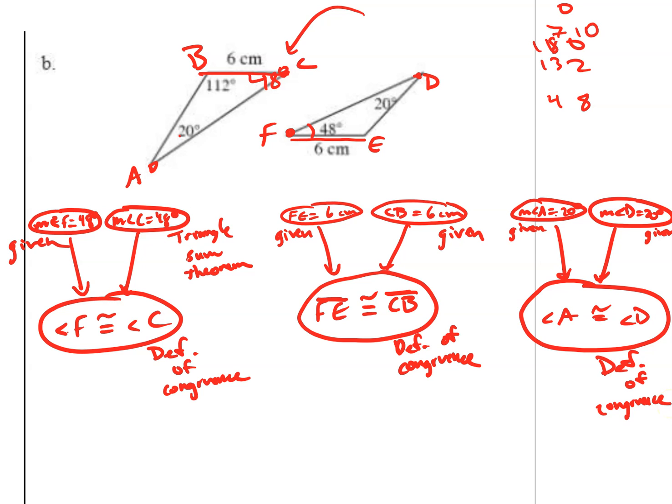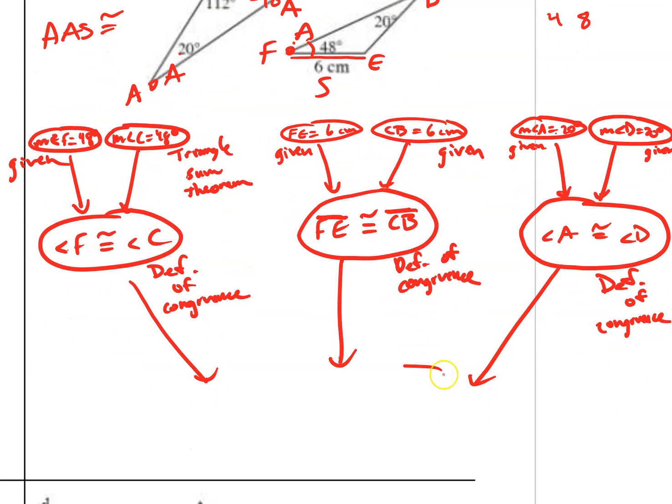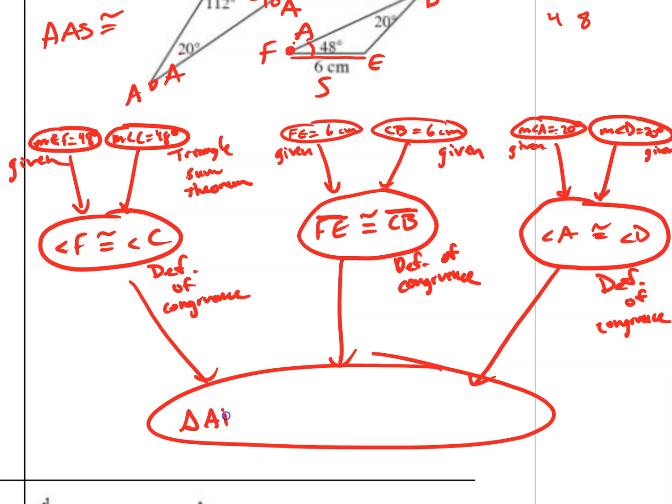Alright, so what does that tell us? These angles correspond to each other. These sides correspond to each other. And these angles correspond to each other. So we have two angles, but the corresponding side is not in between. So that's AAS. Triangle ABC is congruent to triangle DEF, and that's by AAS congruence. So there's your flow chart.